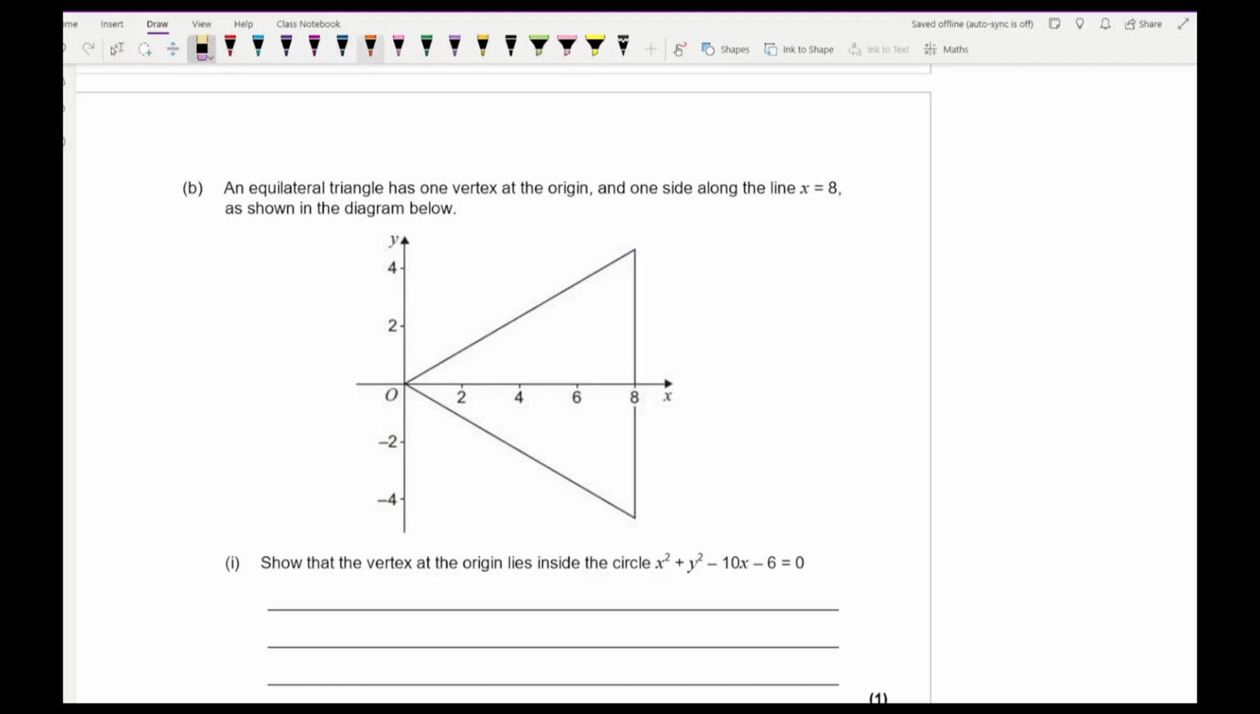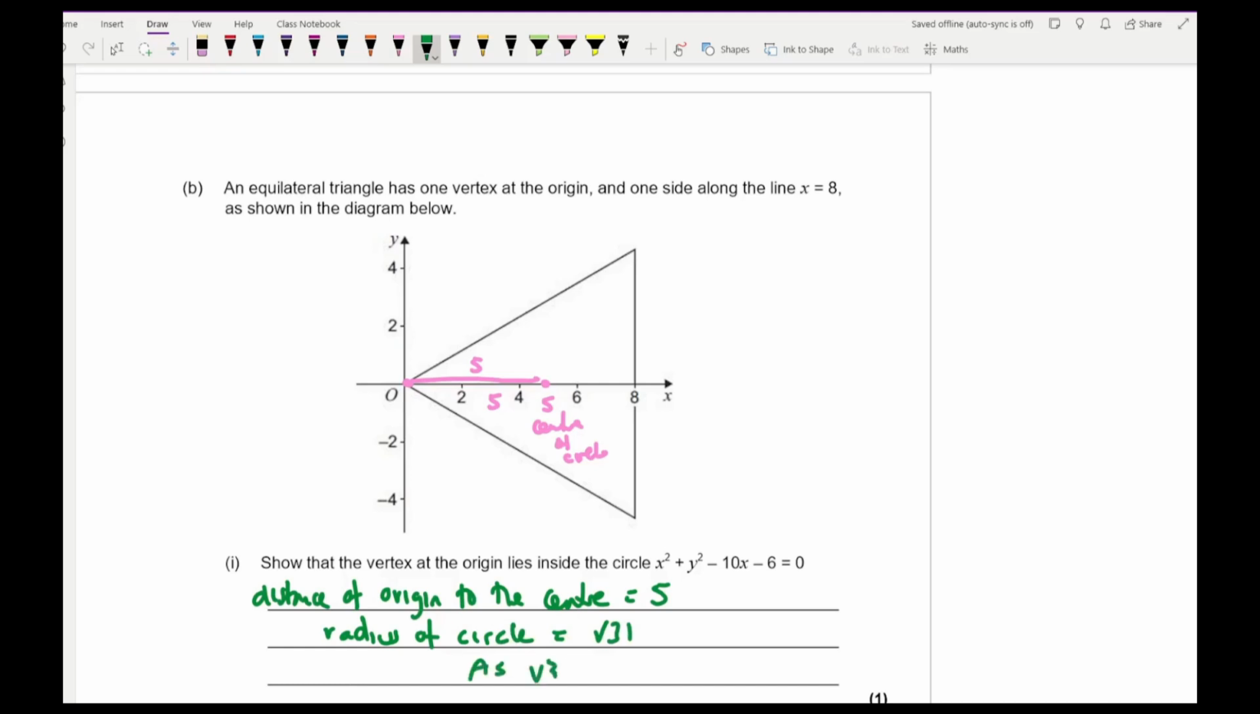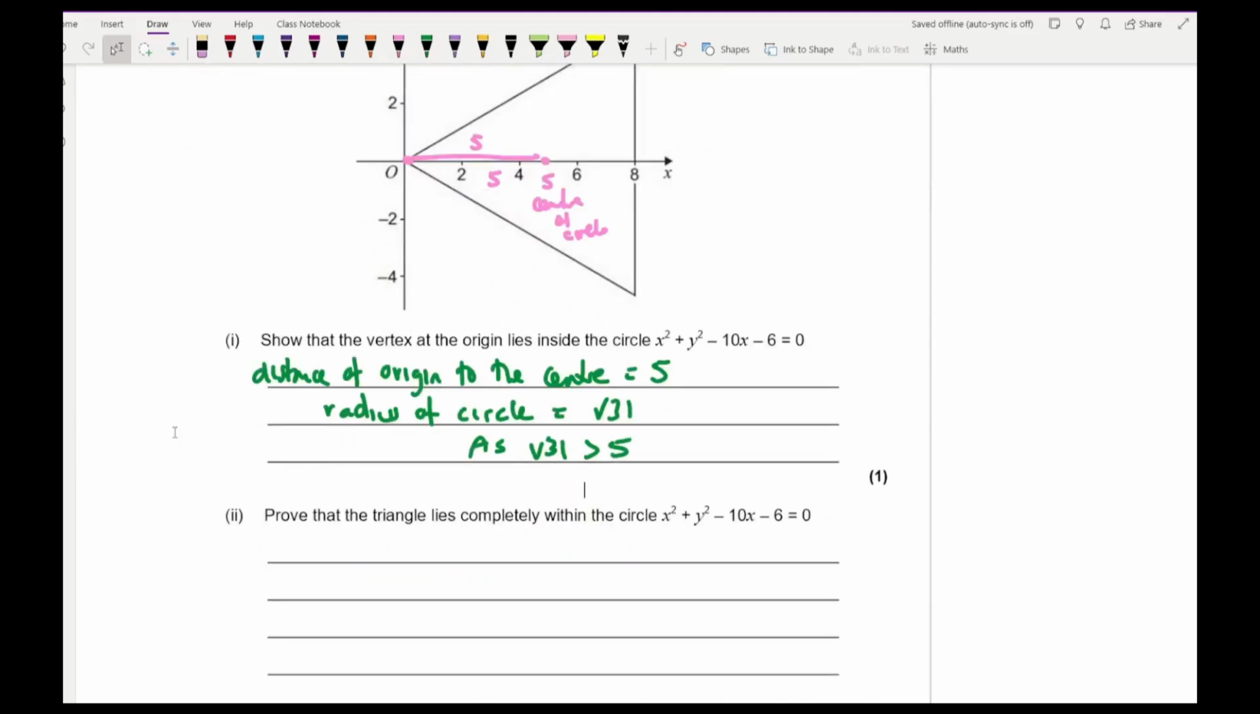So for this, we know that the centre of the circle is here, and we know that the distance from the origin to the centre is 5. So if this distance here is 5, and we know that the radius of the circle is root 31, as root 31 is greater than 5, we know that the origin is inside the circle.